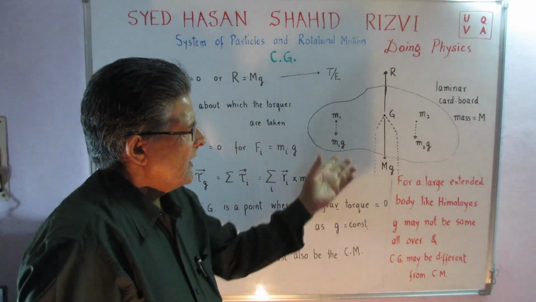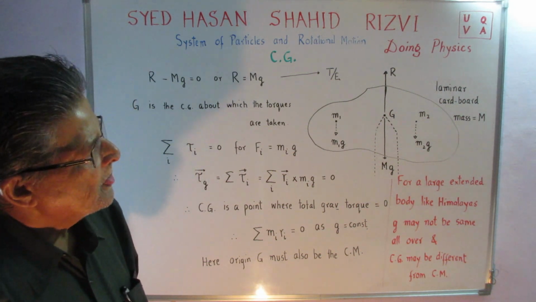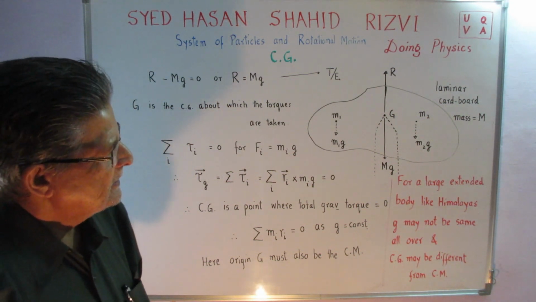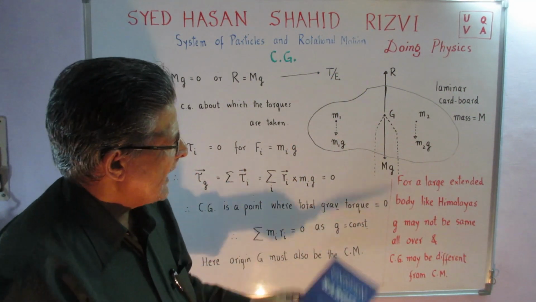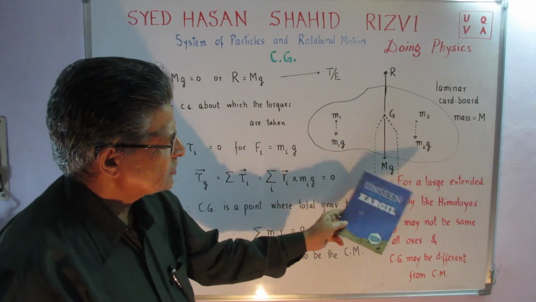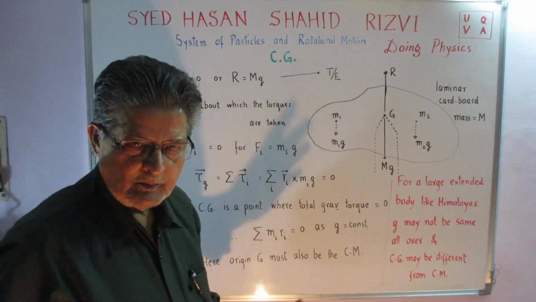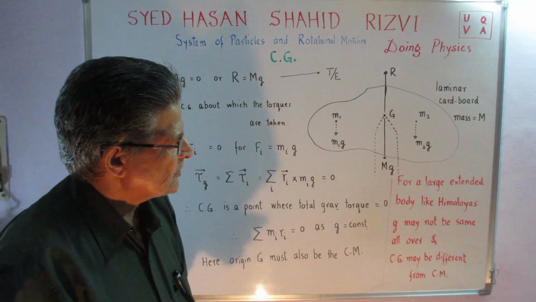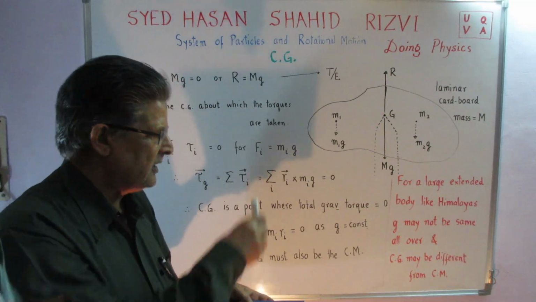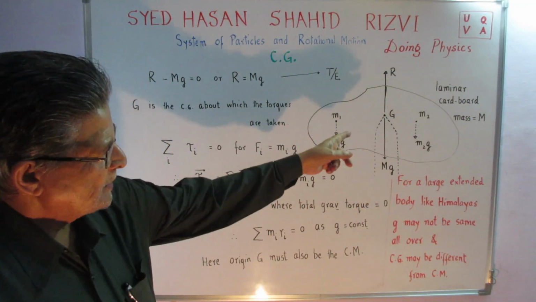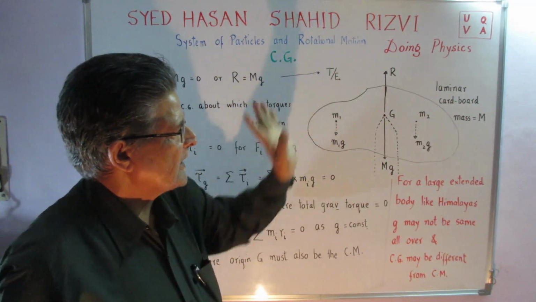If I take that laminar cardboard and balance it, then I find that the total force acting on the system in the case of balance must be equal to 0. Because the total mass is capital M, the force or weight associated with it will be equal to mg, and there will of course be a reaction in the upward direction on the cardboard, which is being balanced on the tip of the pencil, and this I am showing as R.